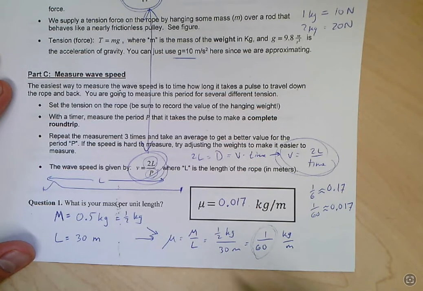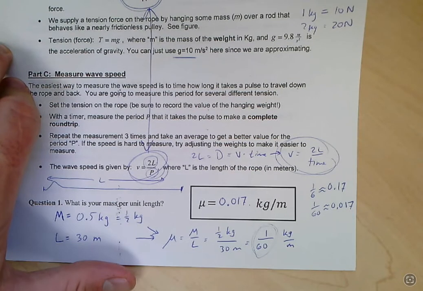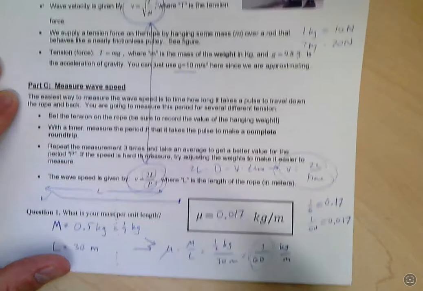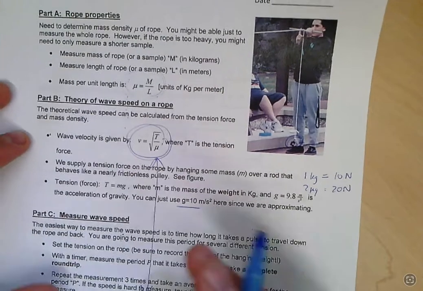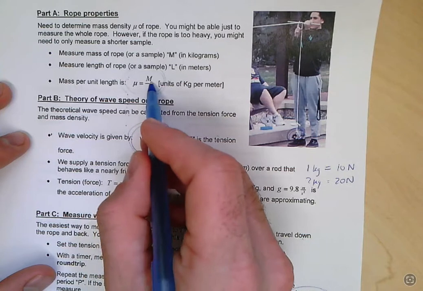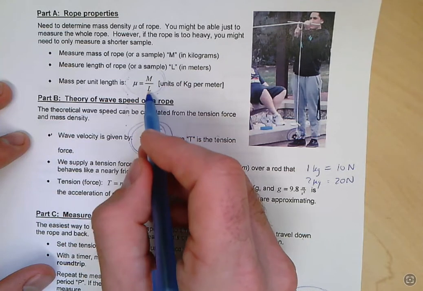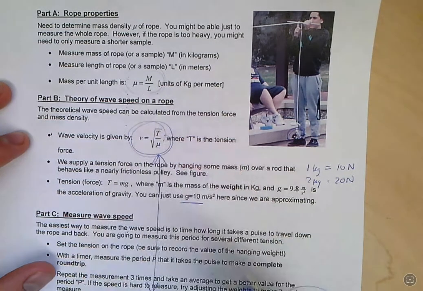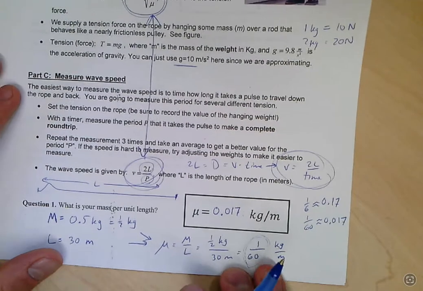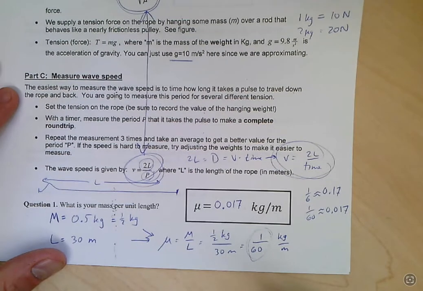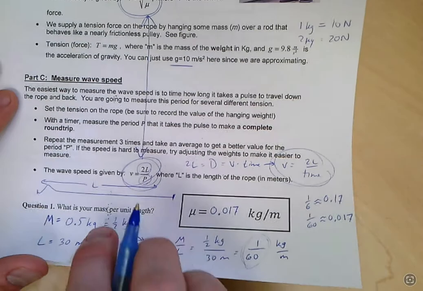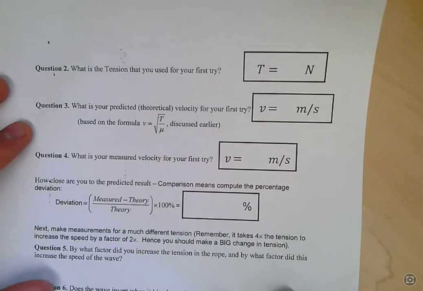And notice, if I change the length of the rope, is it going to change the mass per unit length? You might think maybe it would, but the mass would increase, it would get heavier, but it would also get longer by the same amount. So changing the length of the rope is not going to change the mass per unit length. That's an intrinsic property of the rope. Okay, so now that we've got mu, the next thing is that we have to figure out our tension.